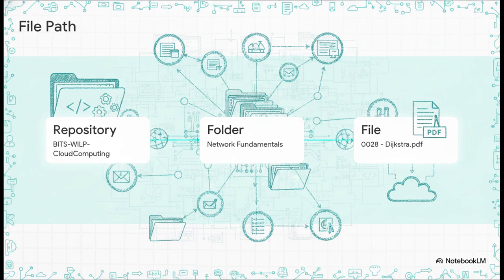So let's dive into this. Imagine the exact digital breadcrumbs a student or a developer takes to find our starting point. We kick things off in a user's repository. This one's named BitsWilp Cloud Computing. From there, we drop into a folder called Network Fundamentals for Cloud, and boom, we arrive at our specific file, 0028, Dijkstra's shortest path algorithm, a detailed and visual introduction.